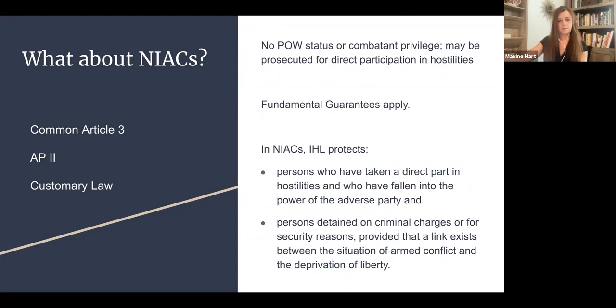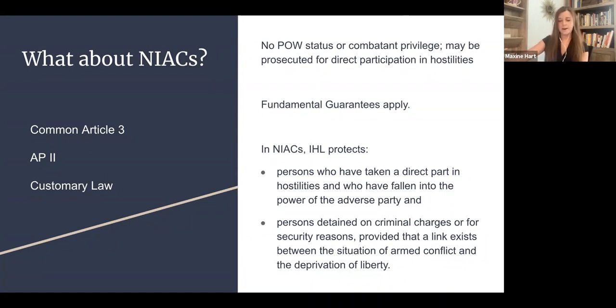The ICRC position is sort of a middle position where there is an inherent power of internment, but the grounds and the basis, the procedures for that internment need to be found in some other body of law that lays them out more specifically. So in a traditional NIAC, which is when there's a state party that's fighting against a non-state armed group in its own territory, the legal basis and grounds and procedures will be found in the domestic law of the host state.